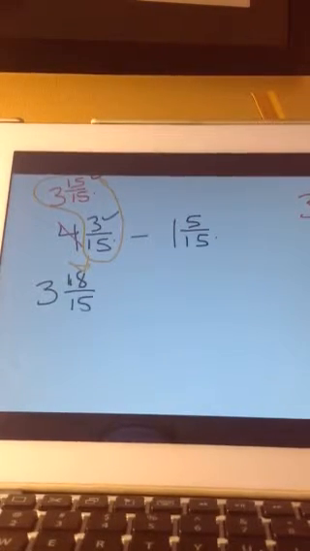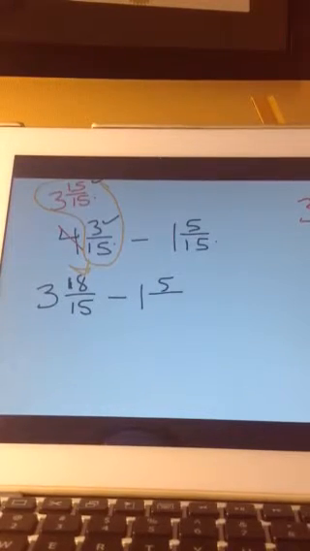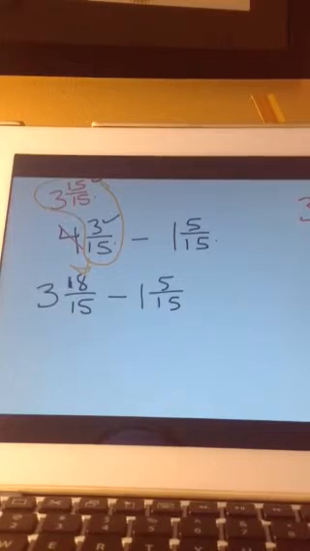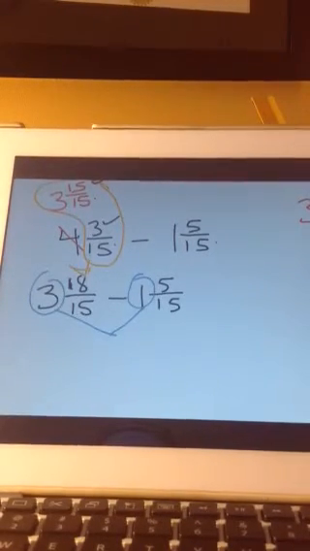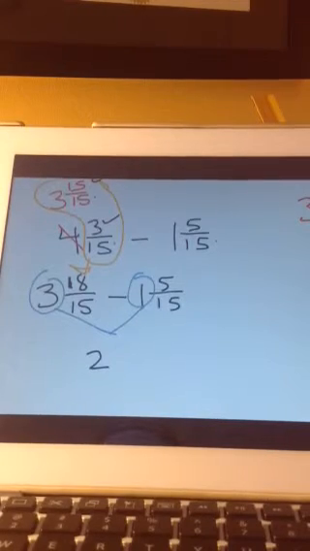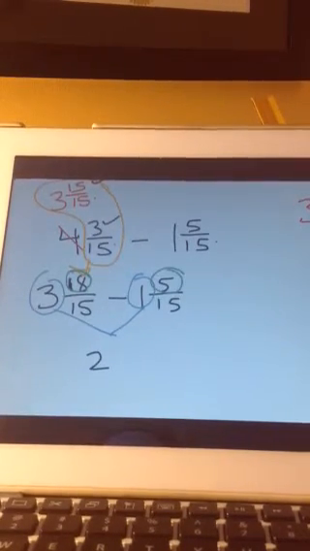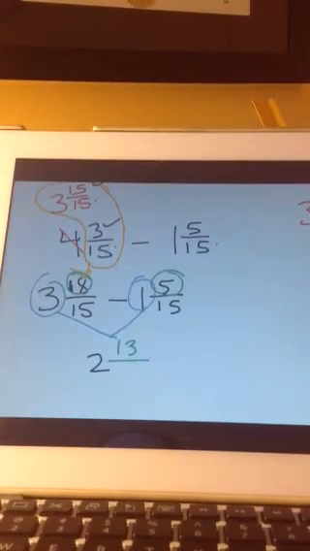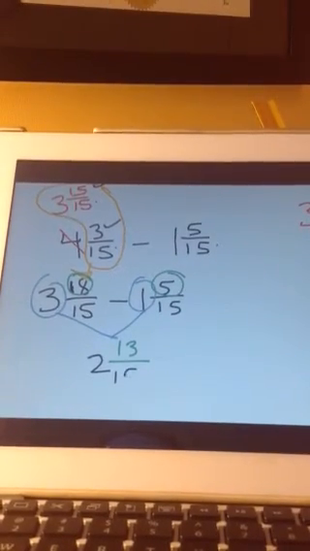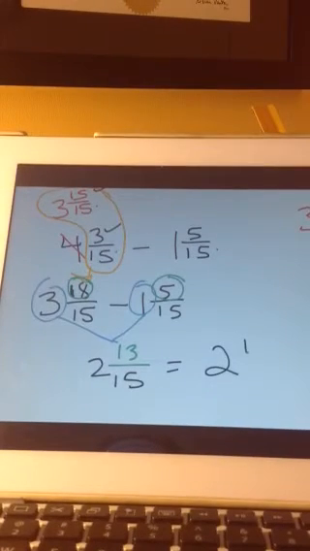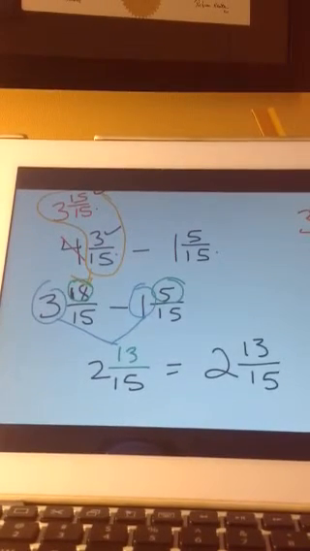So I have 3 and 18/15 minus 1 and 5/15. And then I can solve this now. I can do 3 minus 1 is 2, and 18 minus 5 is going to be 13. And then I'm going to keep my common denominator of 15. So 2 and 13/15 is going to be my final answer for this one.